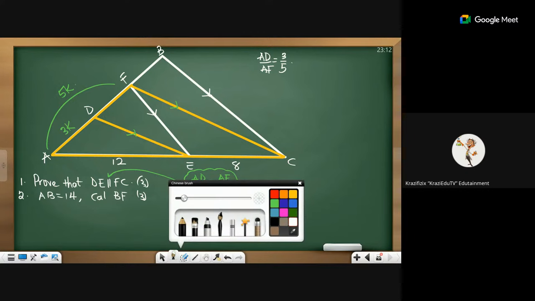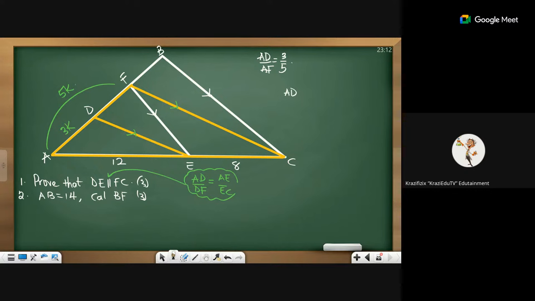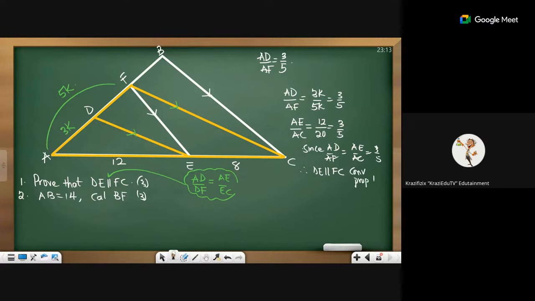Remember, they are not parallel yet. I would say, what is AD over AF? AD over AF will be 3K over 5K, and that is 3 over 5. What is AE over AC? Because I'm moving the whole length now. AE is 12, AC is 20. 12 divided by 4 is 3. Since AD over AF is equal to AE over AC, which is 3 over 5, therefore DE is parallel to FC. Converse of the proportionality theorem. Check. We are done there. 3 marks in the bag.